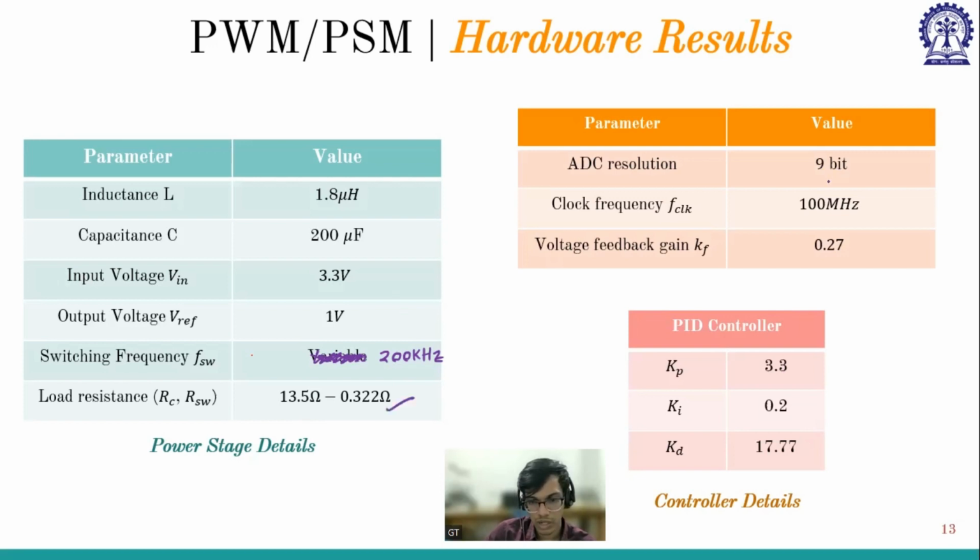9-bit because the DPWM is 9-bit, and we have discussed that ADC resolution should be less than or equal to the DPWM resolution to avoid limit cycle oscillations. And as it is 9-bit, we are forcefully using the 9 bits of the ADC, and 10-bit we are making it 0. And the clock frequency is 100 megahertz, gain is 0.27, and these are the PID controller gains designed using the methods that were discussed in the earlier weeks.